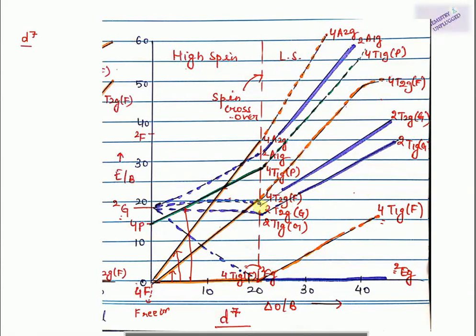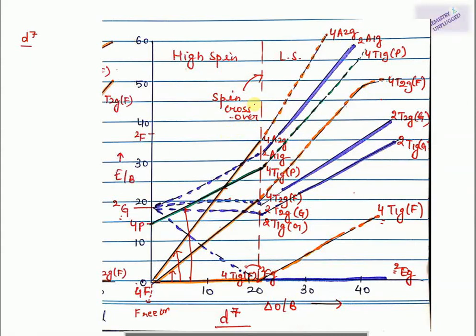And the terms of G all have multiplicity value 2, so we will consider them in electronic transition. Electronic transition will take place from 2EG to different terms of the same spin multiplicity. Okay, so this is the difference between high spin and low spin complexes. In this way, you can identify how electronic transition will take place in high spin and low spin complexes.